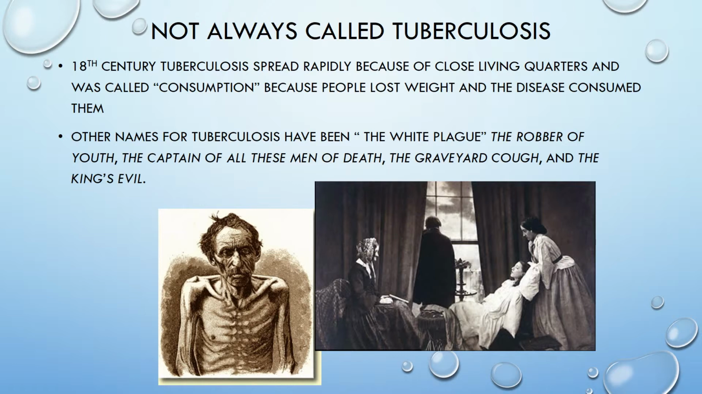And an interesting note, if you've ever done indexing work for family history and looked at the death records or death certificates during the 18th century, you would see a lot of the causes of death, what they've written in there is consumption. Other names for tuberculosis have been the White Plague, the Robber of Youth, the Captain of all these men of death, the Graveyard Cough, and the King's Evil.